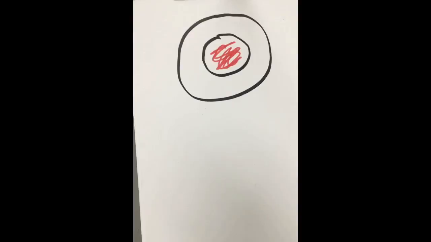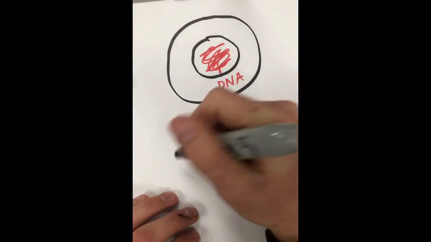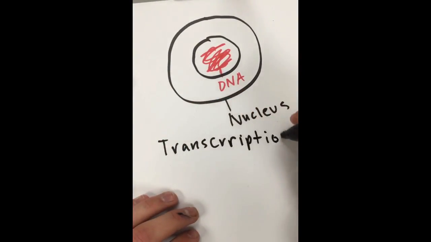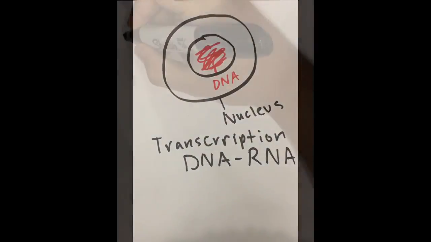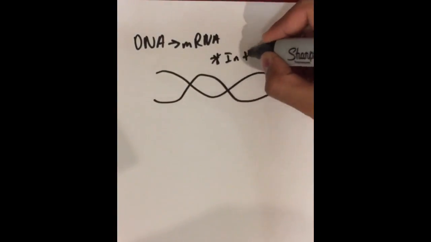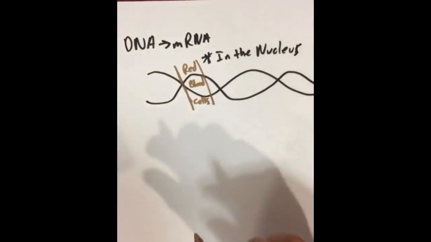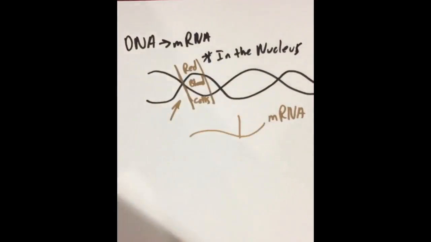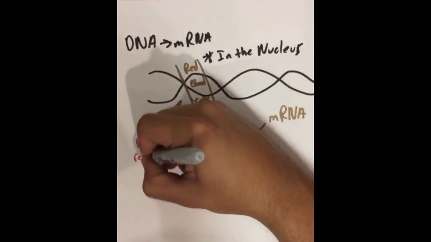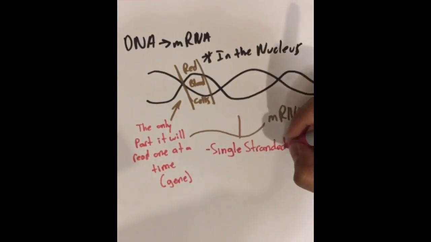The process of transcription is turning DNA into RNA. In transcription, messenger RNA is single-stranded, smaller and shorter, only codes for one gene, and does not have thymine. Instead, it has uracil.